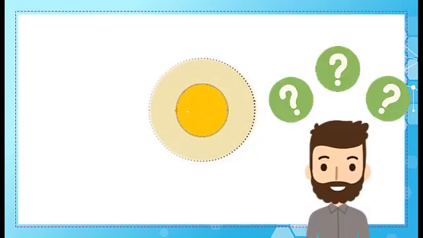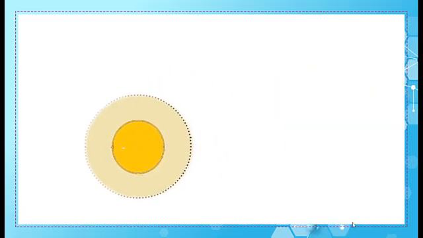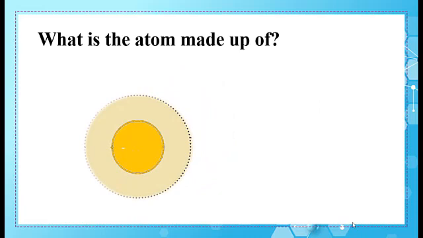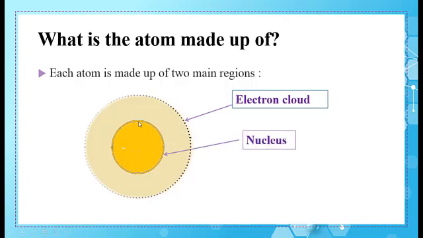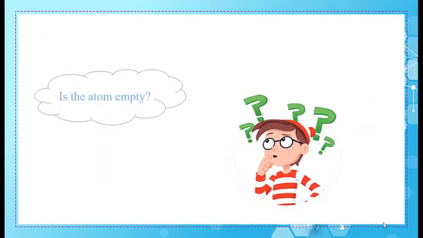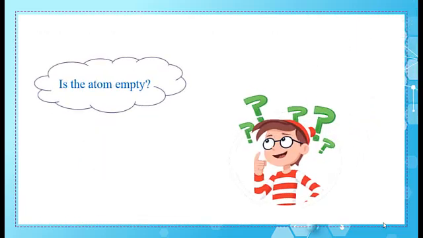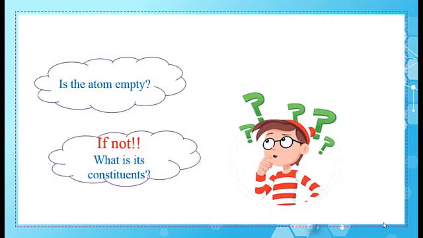In the previous lesson, we discussed the atom. The atom is the smallest particle of an element that retains its chemical identity. So, what's the atom made up of? The atom is made up of two regions: the large region, which is the electron cloud, and the smaller one, which is the nucleus. So is the atom empty? Of course not. Nothing is empty space. So if not, what are its constituents?